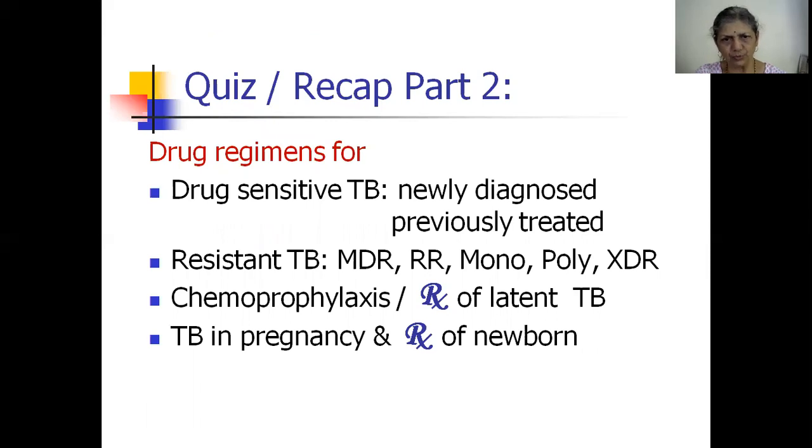So in this part 2, we have studied what are the categories of patients as per the current status because of emergence of resistance, what are the drug regimens for drug-sensitive tuberculosis, various subtypes of drug-resistant tuberculosis, what do we do to protect contacts of tuberculosis patients from developing frank disease, and what is the management of tuberculosis in pregnancy and the newborn baby of a lady with tuberculosis.